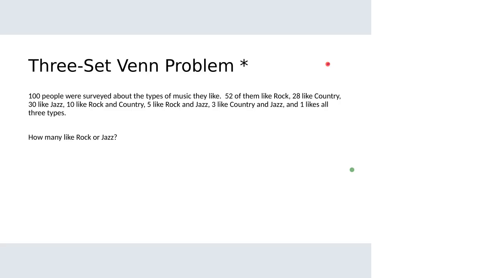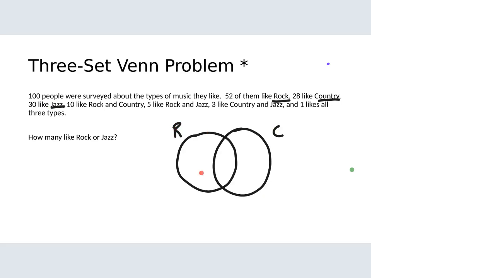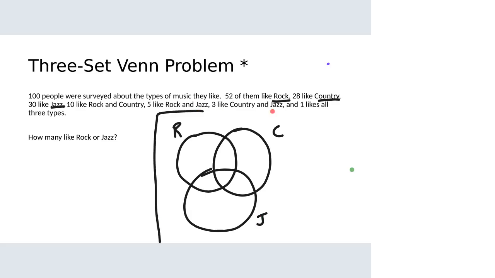100 people were surveyed about the types of music they like. 52 like rock, 28 like country, and 30 like jazz. So those are going to be our 3 circles. You don't have to put them in this order, but I'm going to go ahead and put rock here, country here, and jazz down there. So there's going to be my 3-circle diagram.